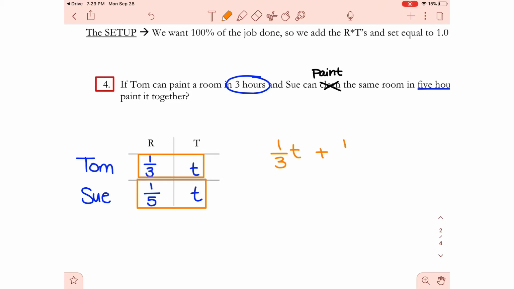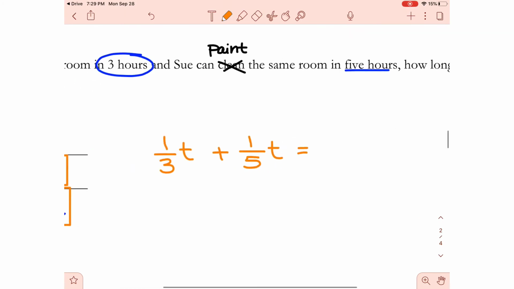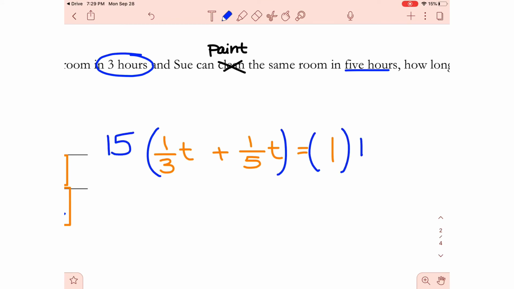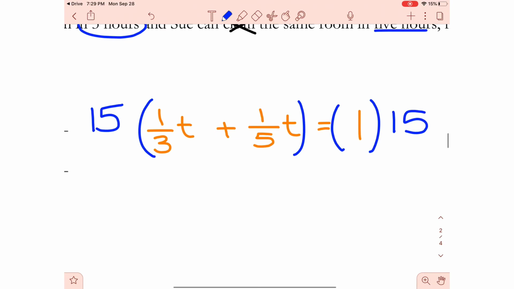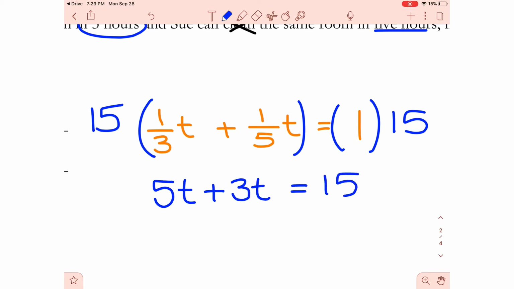So since they're working together, I'm going to add these up, and I'm going to set this equal to 1 because I want 100% of the room clean. That's the setup, guys. That's it. Now I just have to solve. So I personally would clear the fractions by multiplying both sides by 15. So 15 times 1/3 is 5, so 5t plus 15 times 1/5 is 3, so plus 3t equals 1 times 15 is 15.